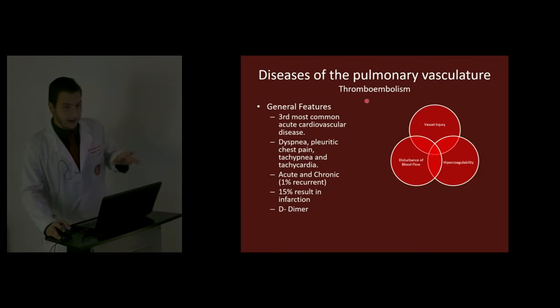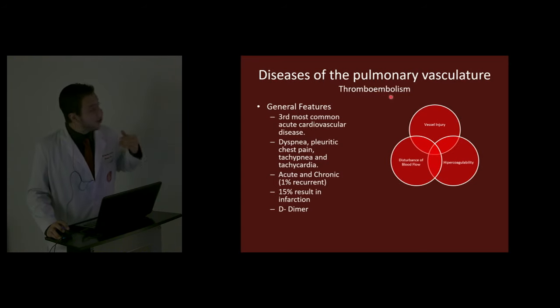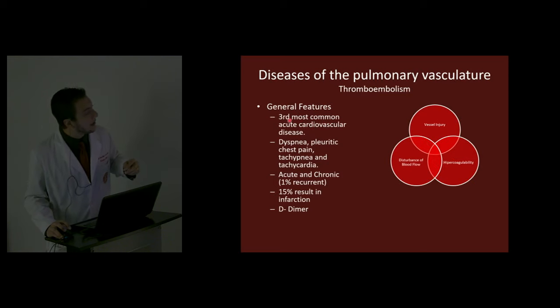That's for pulmonary hypertension. On thromboembolism, we have to understand the Virchow triad. We have seen it a lot of times before. It is one of the causes that describes pathophysiologically the creation of thrombi. And we have to understand that the third most common cause of acute cardiovascular disease is thromboembolism.